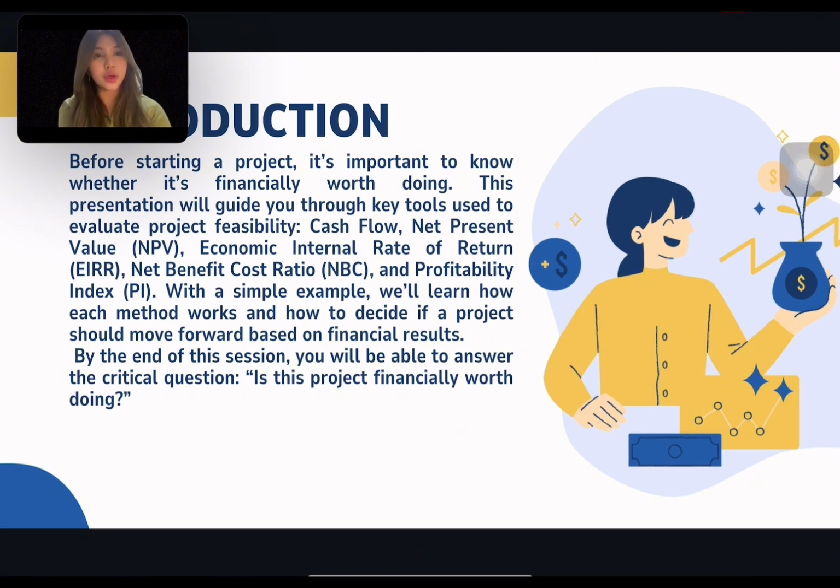The cash flow, net present value or NPV, economic internal rate of return or EIRR, net benefit cost ratio or NBC, and profitability index or PI. With a simple example, we'll learn how each method works and how to decide if a project should move forward based on financial results. By the end of this session, you will be able to answer the critical question: is this project financially worth doing?